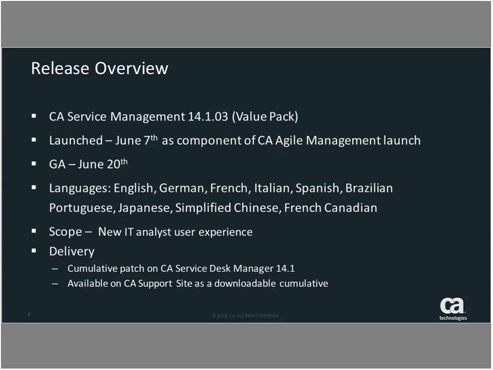So in terms of the release overview, this is technically release 14.1.03 of CA Service Management. It is a value pack. We launched this at a Gartner conference about a week and a half, 2 weeks ago on June 7th as part of our CA Agile Management launch. The release will be generally available to you on the 20th, so coming up very quickly here, and it'll be available in the languages specified here on the screen.